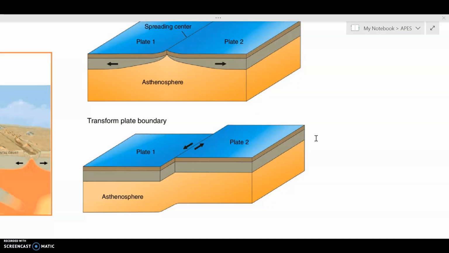And that pressure builds up to a point at which the pressure has to release. So what ends up happening is the plates suddenly slide past one another very abruptly, and this is what would create an earthquake.